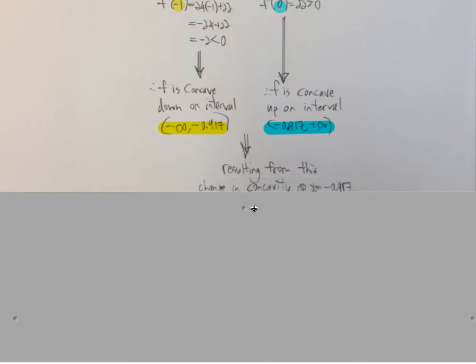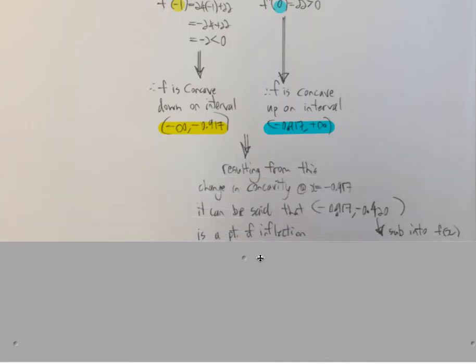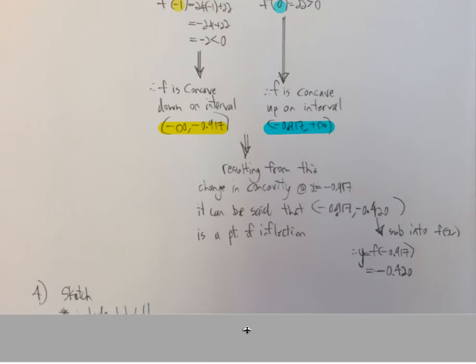And then let's come up with the y coordinate by substituting into the original function. And my conclusion, resulting from this sign diagram, is that we have a change in concavity at that x-coordinate. So therefore, it can be said that at that particular x-coordinate, there's a point of inflection due to the change in concavity. So now we have another special coordinate here that will help us out when sketching.